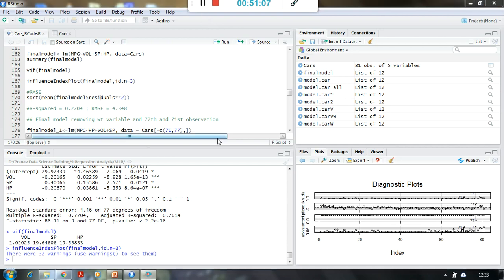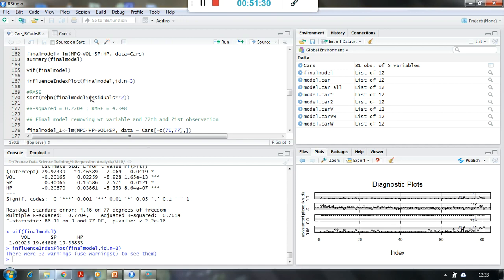After these two decisions, I have noted down that I probably won't use the weight column, and I probably won't go with the 77th observation. But let me check the performance of this model. So what is going to be the RMSE for this model?